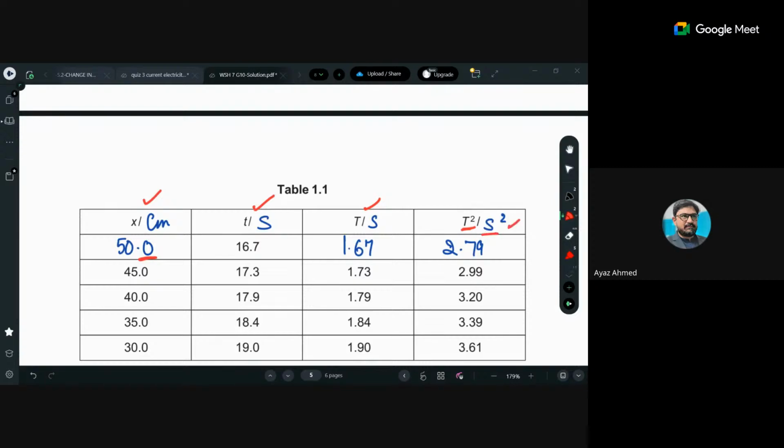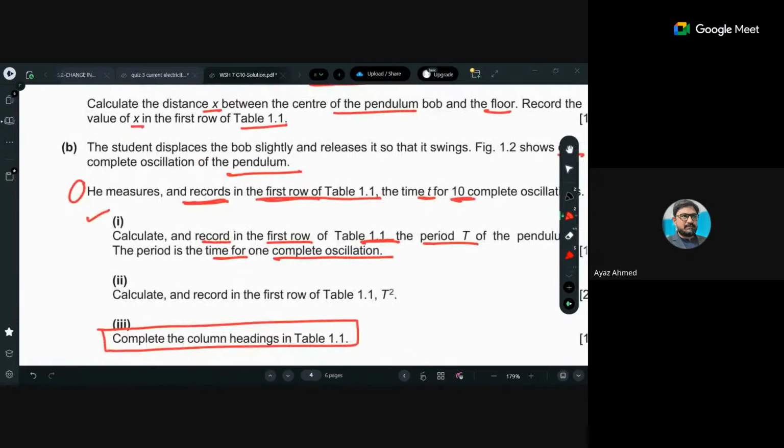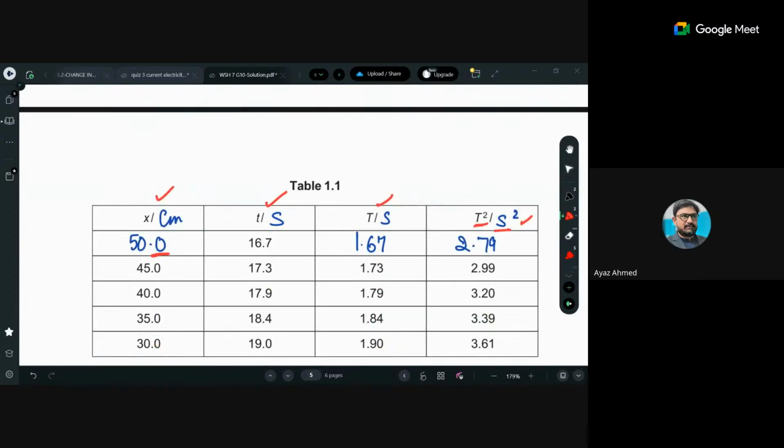So this is important. All correct, 1 mark. Once all correct, you will score 1 mark. Then this is done. So time period is how much? You have the time of 10 oscillations. This time is given to you. When this time is given to you, just divide it by 10. This time is basically equal to total time divided by 10, and that is equal to 1.67.